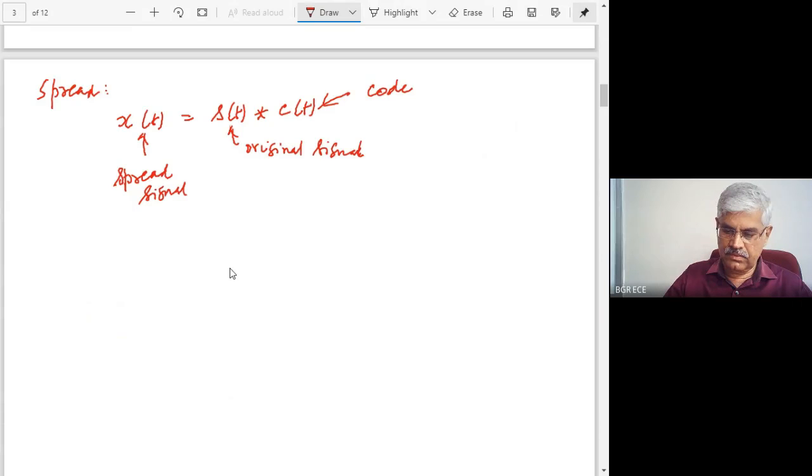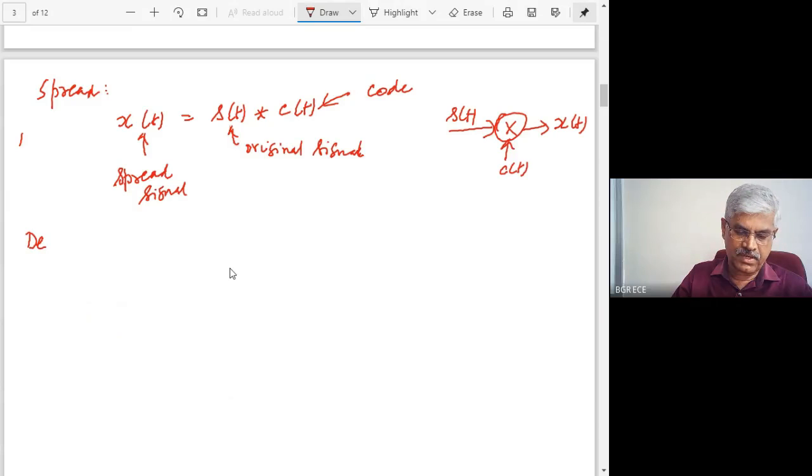So how is it done? You have a multiplier like this. You have this s of t, you have c of t, and you get x of t. This is what you will do. Now despread, that means from x of t, how to get back s of t, our original signal. So spreading happens at the transmitter, and despreading happens at the receiver.